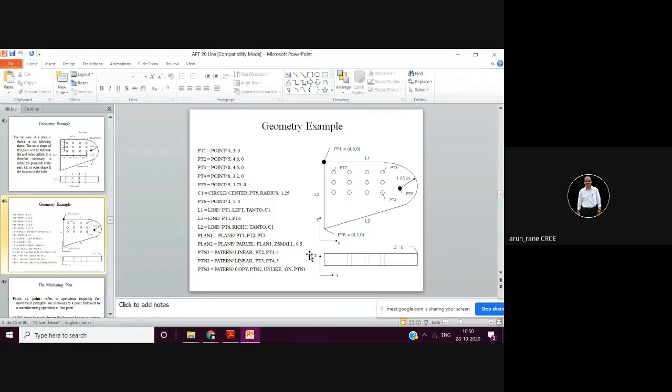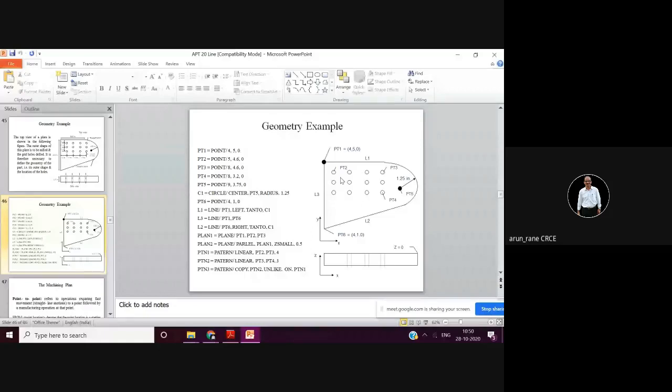It is a plane, and a minimum of 3 points are required. So we say plane one. It is a plane passing through point one, point two, and point three. So your plane is defined.